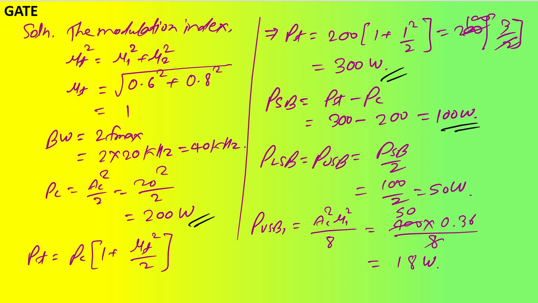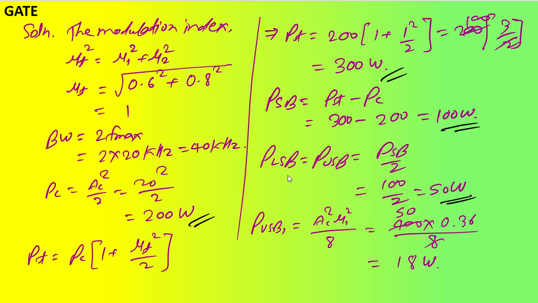In amplitude modulation, what are your upper sideband and lower sideband powers? The total sideband power divided by 2 will be the power available in the upper as well as the lower sideband. So that will be 50 watt. This 50 watt is available for the lower sideband as well as the upper sideband. Now the problem is, this is not as simple as that. Why?